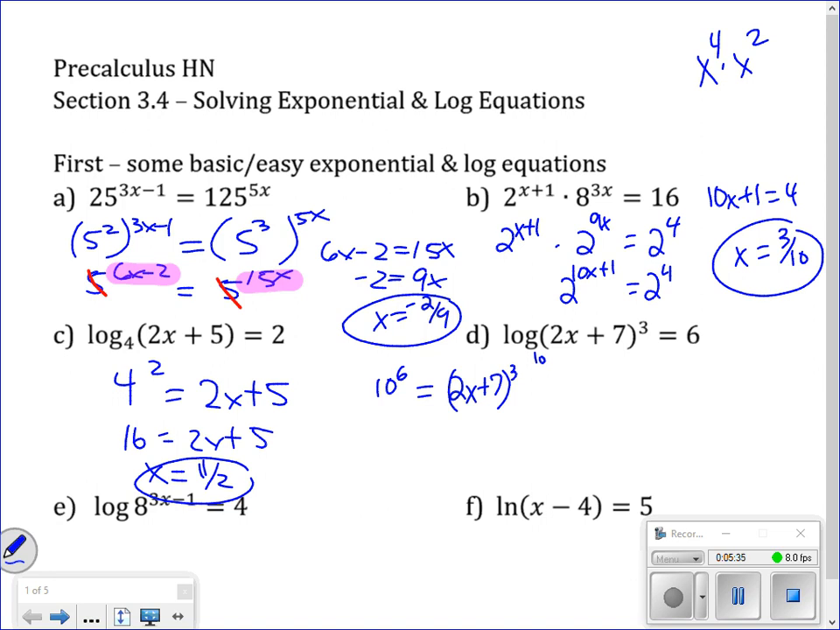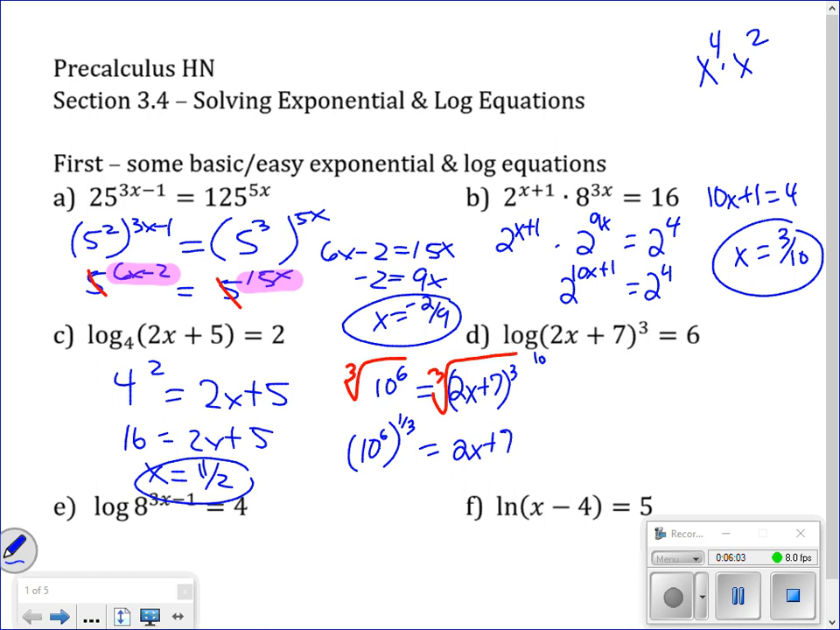But how do you get rid of a third power? You do the, not square root, the cube root. So I'm going to do the cube root. Well, a cube root is like a fraction. What kind of fraction is a cube root? 1/3. So you can write cube root over here, but ultimately you want to say to yourself, well, that's 10 to the 6th and then a 1/3 power, right? And over on the right side, the 2x plus 7 pops out.